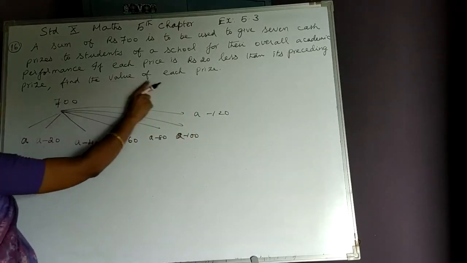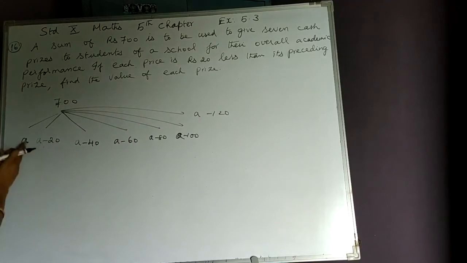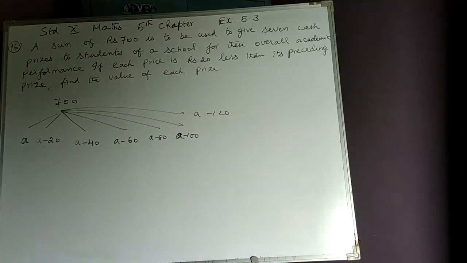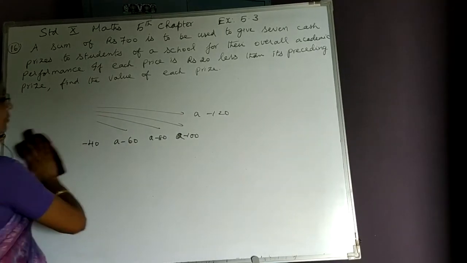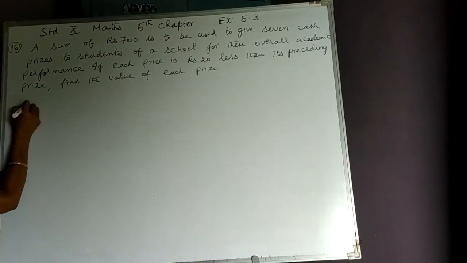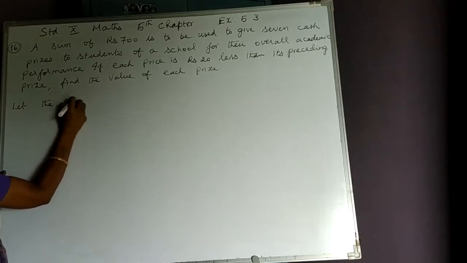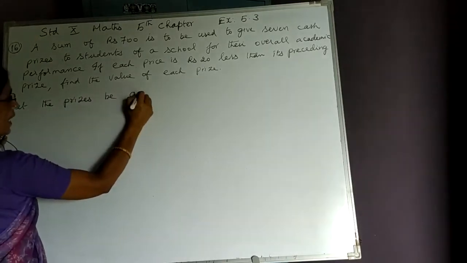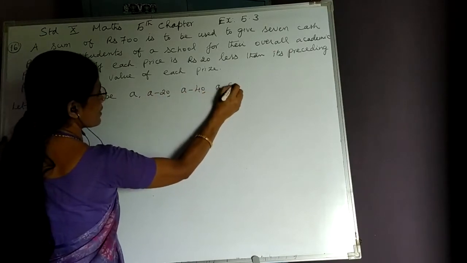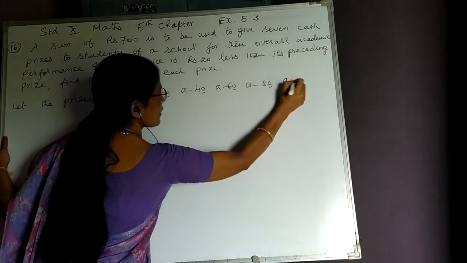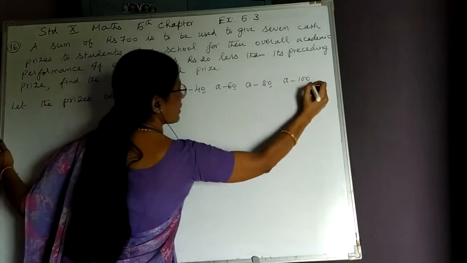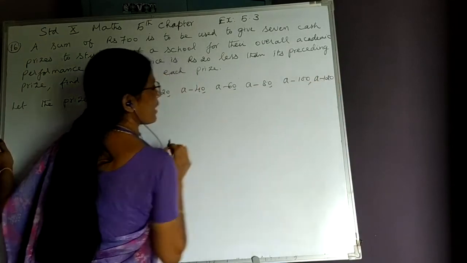The question is: find the value of each prize. What is the value of A? What is the value of A minus 20? Like that we have to calculate. So I write, let the prizes be A, A minus 20, A minus 40, A minus 60, A minus 80, A minus 100. I have to write 7 terms: 1, 2, 3, 4, 5, 6. So the 7th term will be A minus 120.